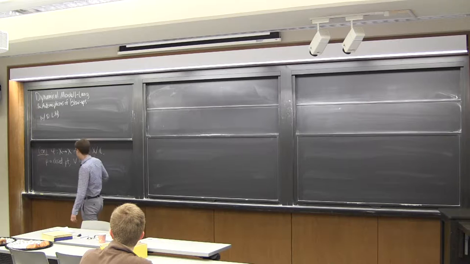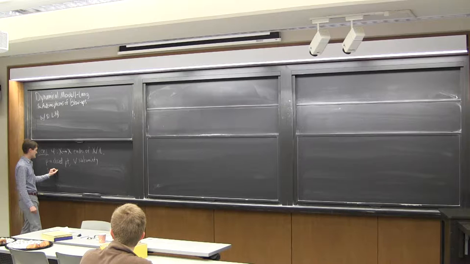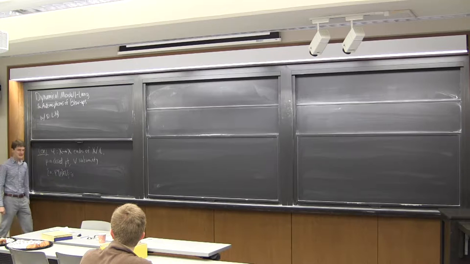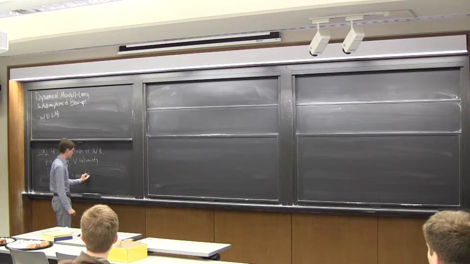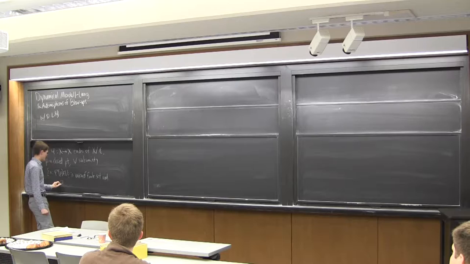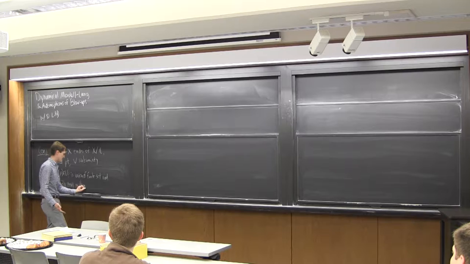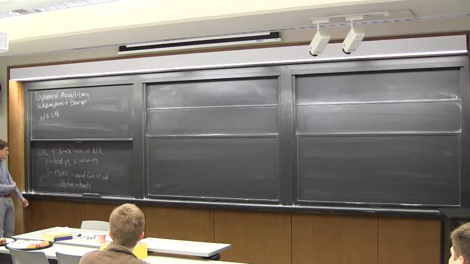So here's what the conjecture says. It says that the set of n such that phi n of P is in V is a union of a finite set and finitely many arithmetic progressions. Right, and this is a bit of a mouthful, so for the rest of the talk, I'm going to call such a set semilinear. A semilinear set is the union of a finite set and finitely many arithmetic progressions.